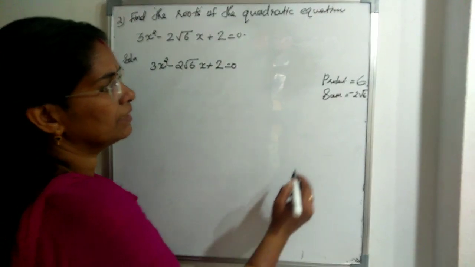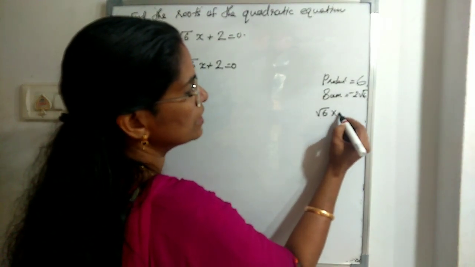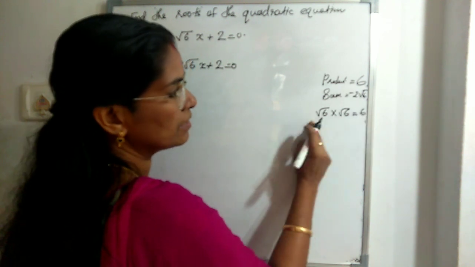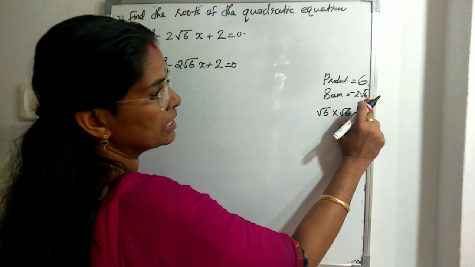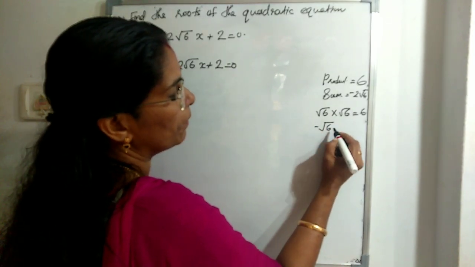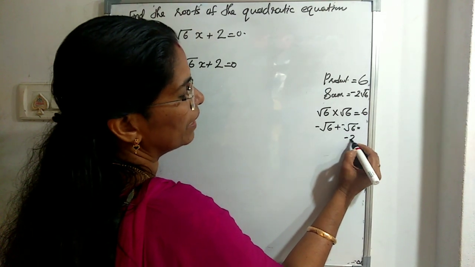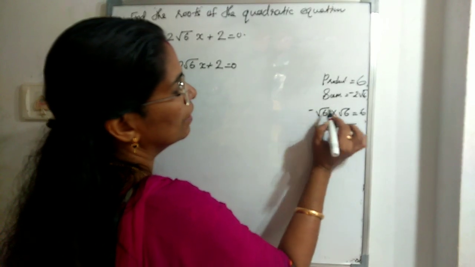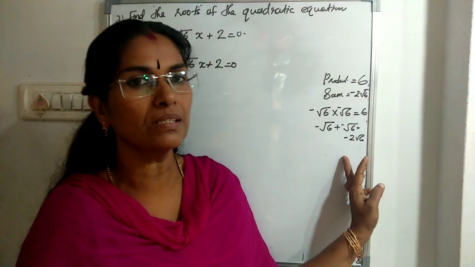6 is the multiplication. In terms of √6, look here, √6 into √6, the answer is 6 itself. But for adding, it is positive 2√6. So we can make it minus √6 and minus √6. Then we will get −2√6 as the sum. Clear? That is how we are finding the numbers.